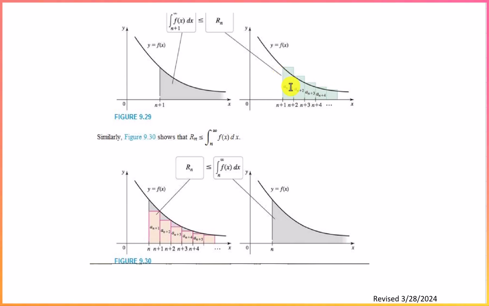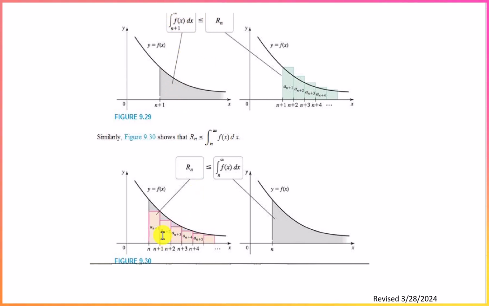Here you can see the a sub n plus 1 term, a sub n plus 2, a sub n plus 3 term in a Riemann sum. If we build these Riemann sums using the left-hand endpoints, we create a Riemann sum of an infinite number of terms from n plus 1 on, which would be the remainder. Then you can see the integral from n plus 1 to infinity. That would be this area right here. Based on these two graphs, this is a graphical proof of where this remainder theorem comes from for the integral test. You can see that this remainder is going to be bigger than the integral from n plus 1 to infinity of f of x.